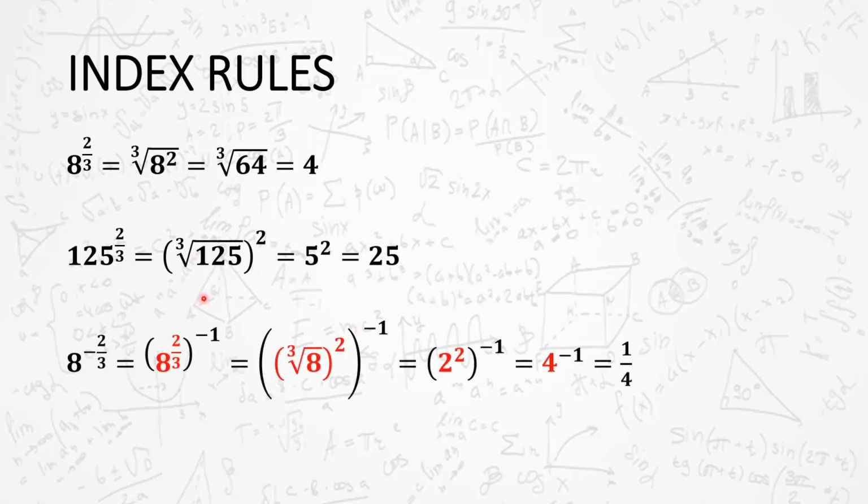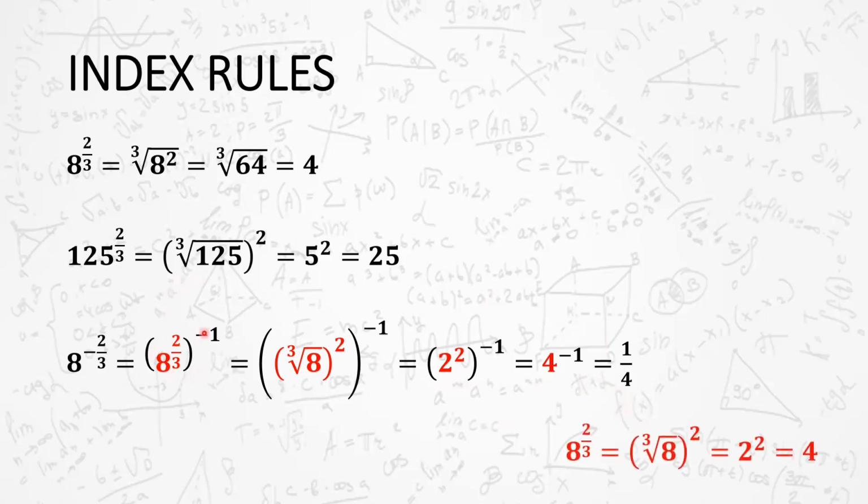Okay, next we have 8 to the power negative 2 over 3. Again, look at the negative and the 2 over 3 separately. So I have 8 to the power 2 over 3, then to the power negative 1. 3 is a denominator, so that's my root. So cube root of 8. 2 is a numerator, will be my power. Cube root of 8 gives us 2. 2 to the power 2 gives us 4. And then we perform the power negative 1 at the end, which gives us 1 over 4.